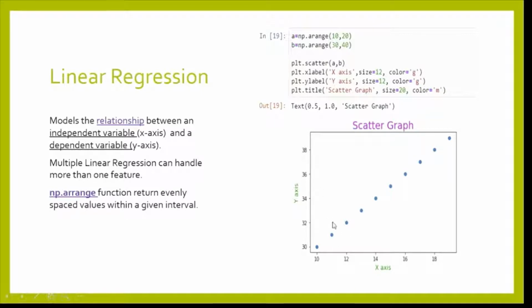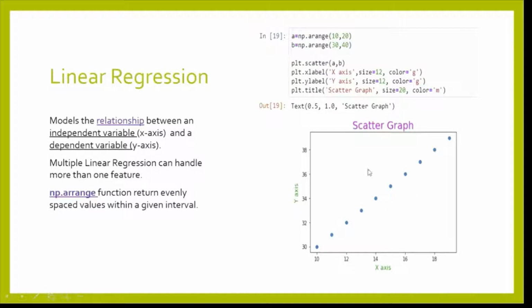between the dependent variable, that is y, which is plotted on the y-axis, and the independent variable, which is plotted on the x-axis. It is just two variables in simple linear regression, whereas if you want many variables, you will require multiple linear regression, which can handle more than one feature. Okay, more than two features actually.